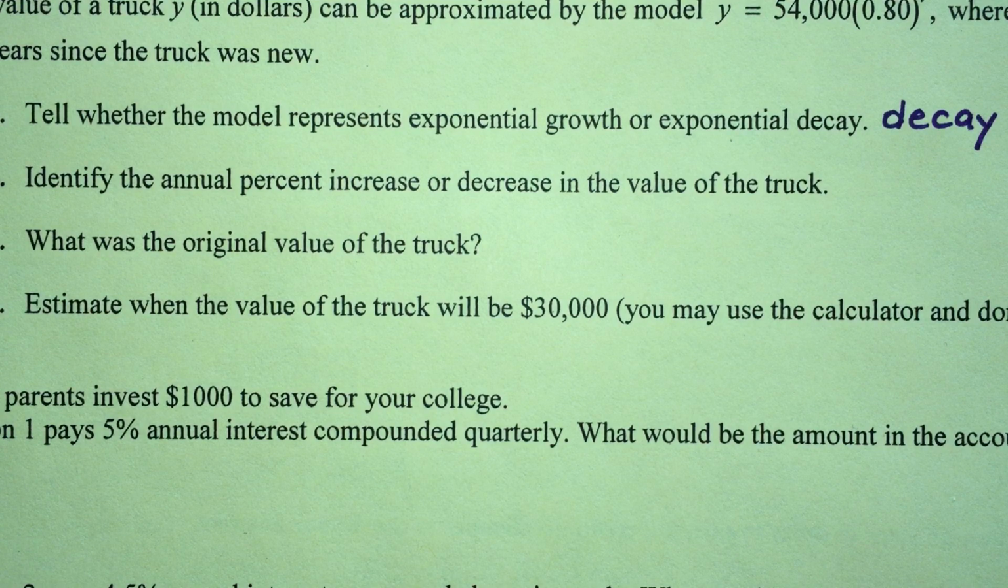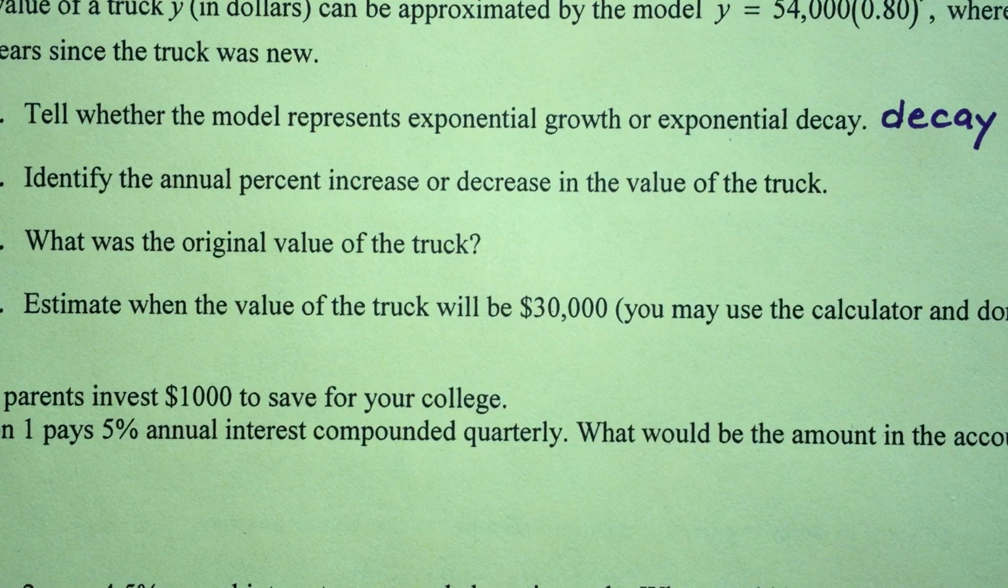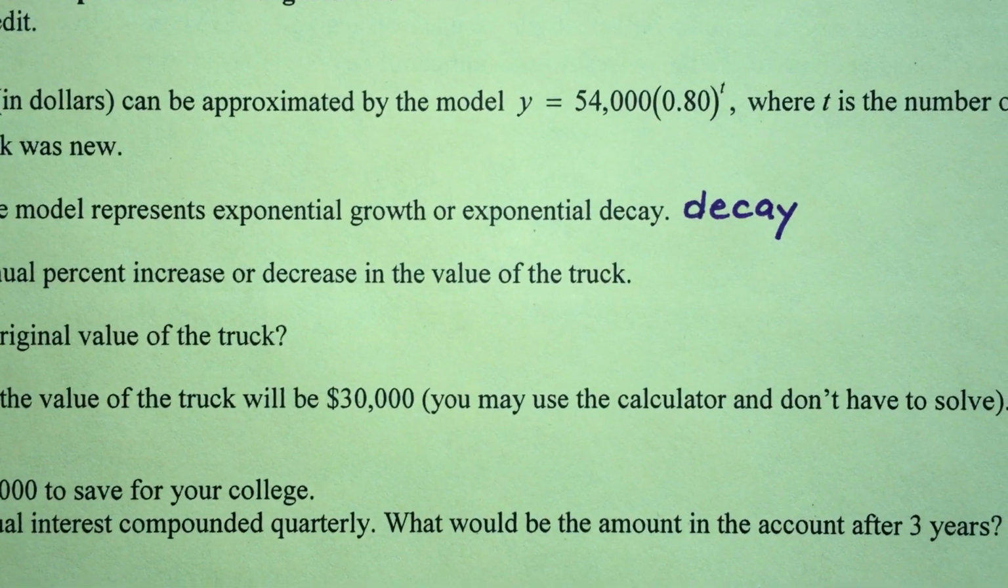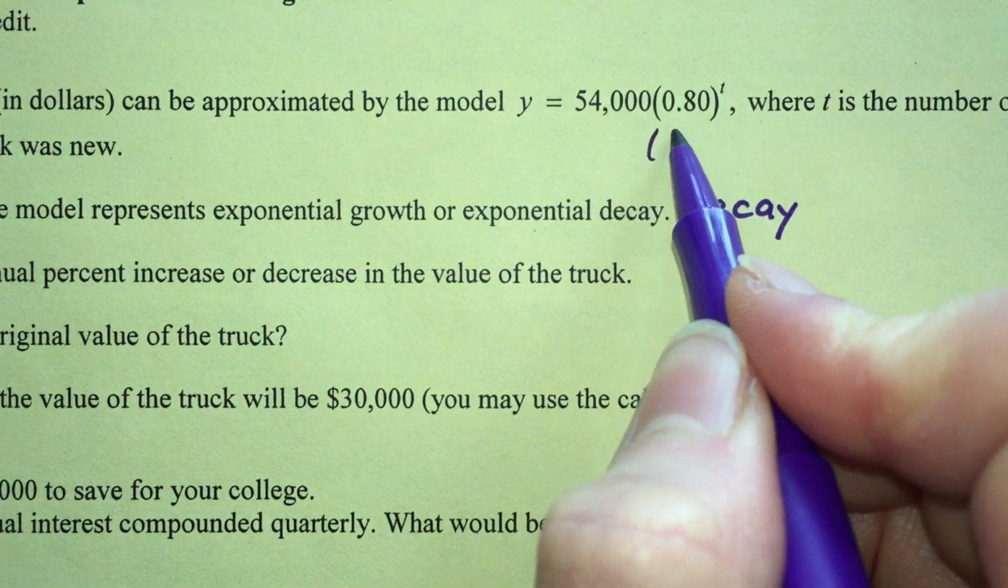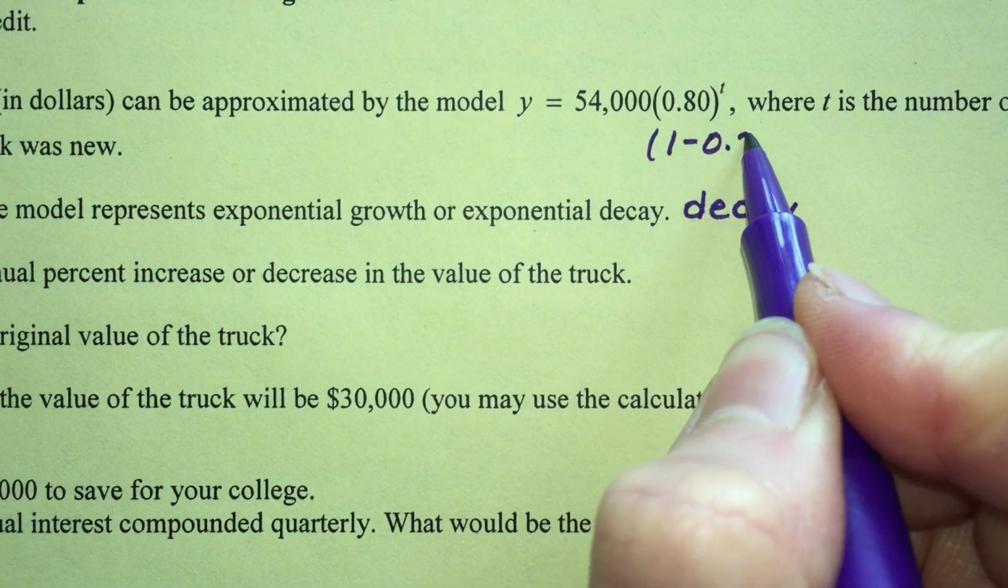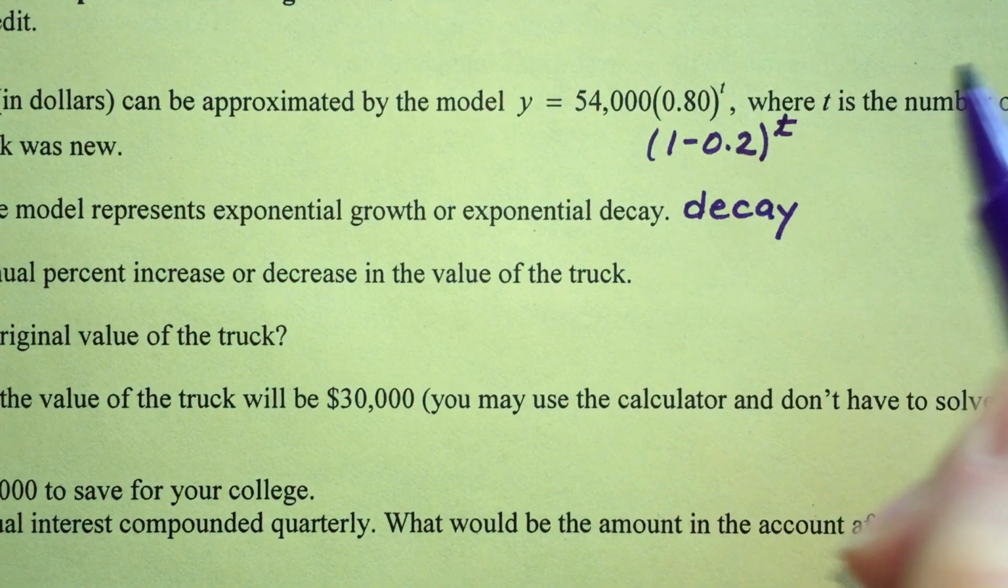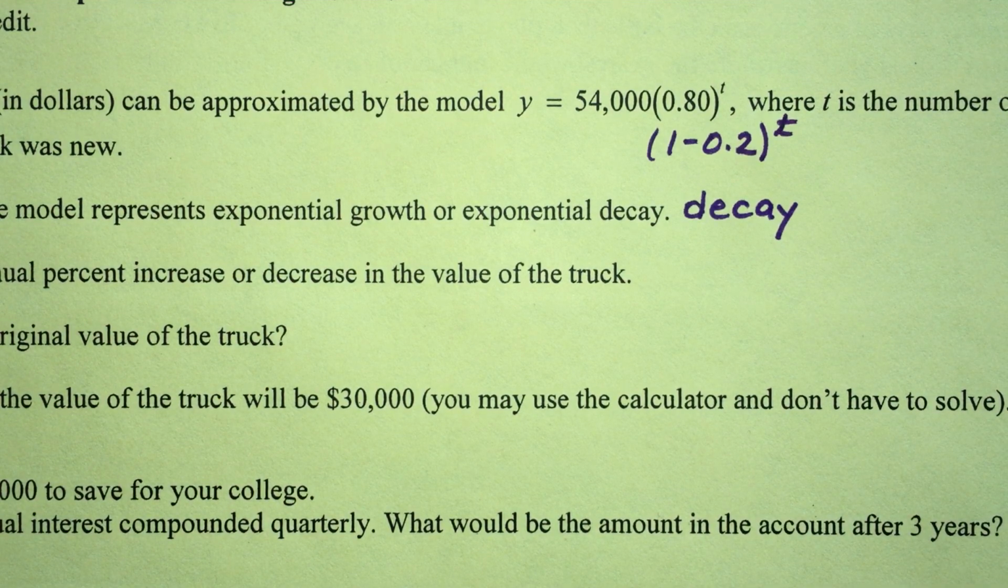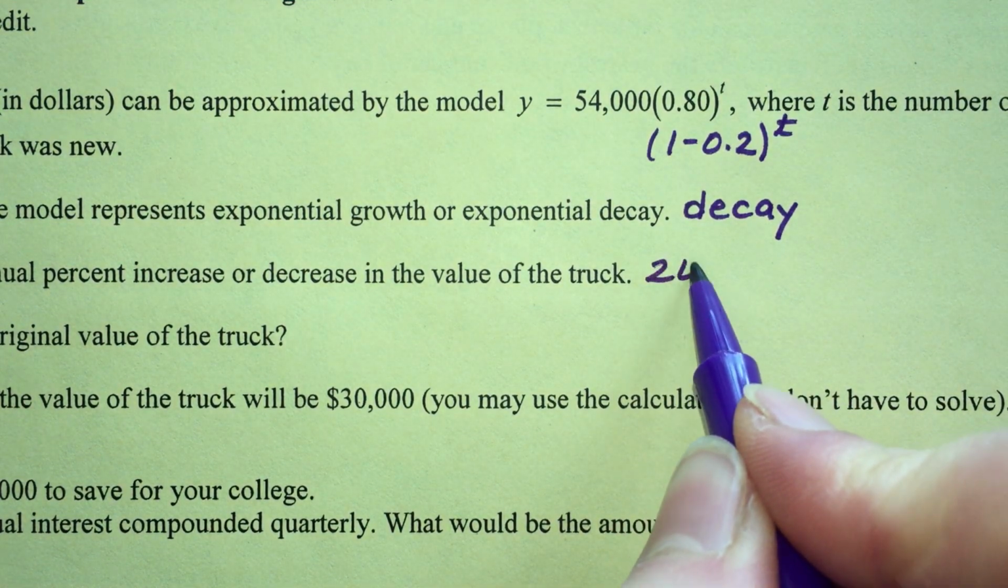But then identify the annual percent increase or decrease in the value of the truck. Well, we could rewrite this as 1 minus 0.2. Therefore, the truck is going down in value by 20% each year. So the percent decrease is 20%.